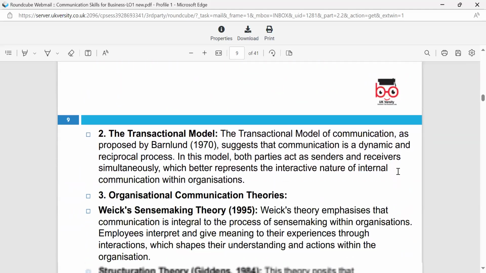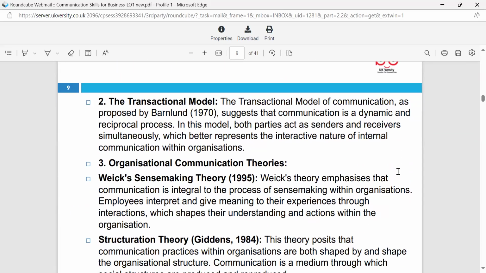Then we had the transactional model, a theory that describes communication as a dynamic process, proposed by Barnlund in 1970. In this process, both the sender and the receiver of a message are simultaneously encoding and decoding information while engaging in feedback loops. It is viewed as a two-way process, where both the sender and receiver are considered the main active participants in the communication process.